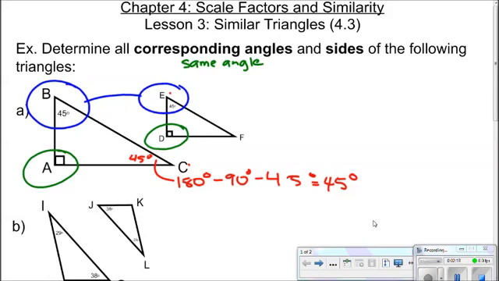We could say that C and F are corresponding angles, or we could say that C and E are corresponding and B and F are corresponding because they're both 45 degrees. But by the way this triangle is drawn, it looks more like B and E go together and C and F go together. So those two triangles are similar triangles.